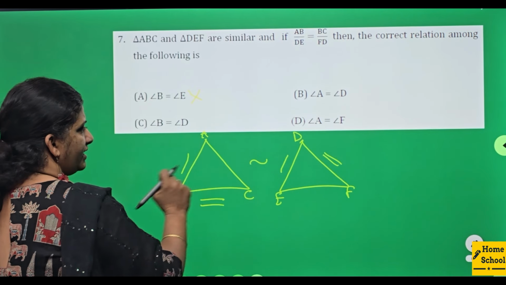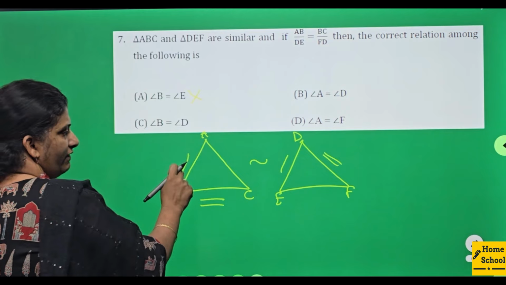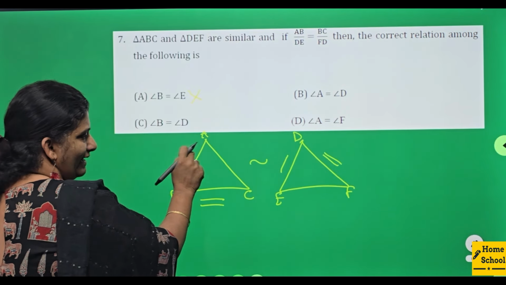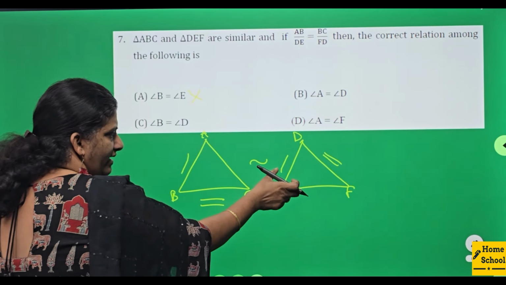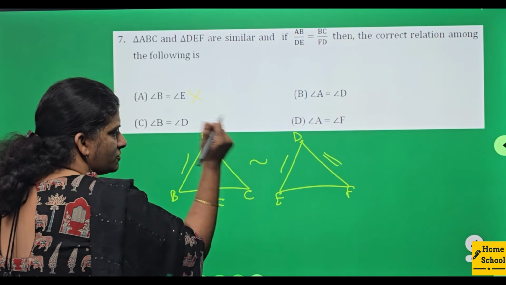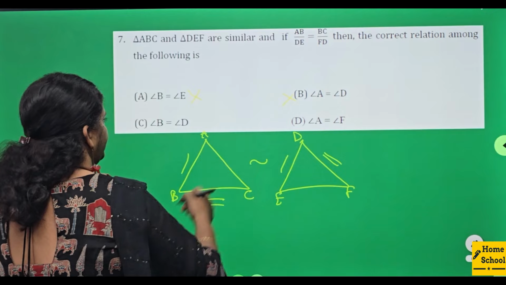Angle A is equal to angle D. Observe angle A, given one of the ratios is proportion and one is empty here. See 1, 0, try to observe here 1, 0. That means angle A must be corresponding to angle E. That is also a wrong answer.